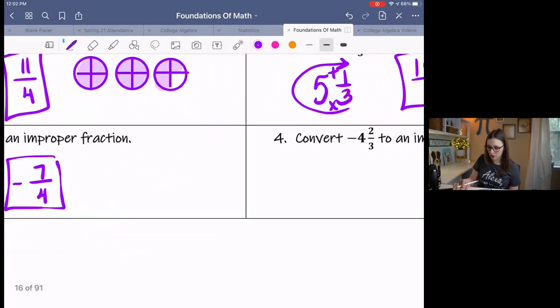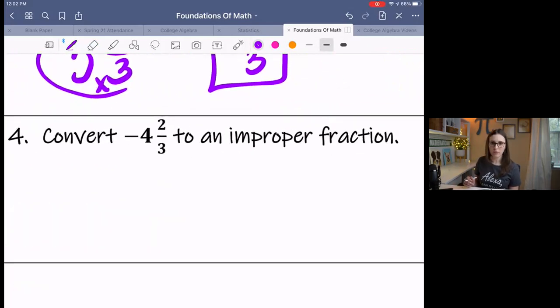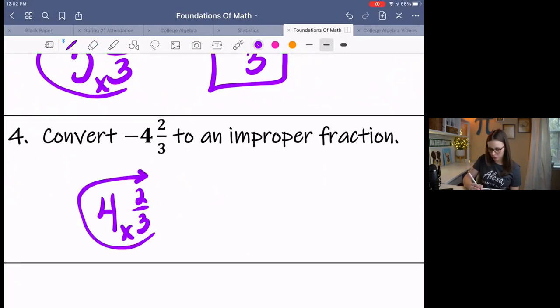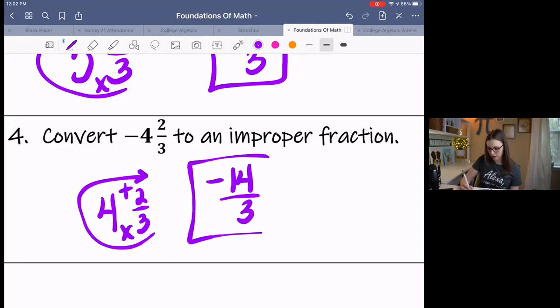I'm used to just putting it with the numerator, but it really doesn't matter. And then the last one, go ahead and try this one. Pause it, come back. And you should get 12 plus 2 is 14/3, and it is negative.